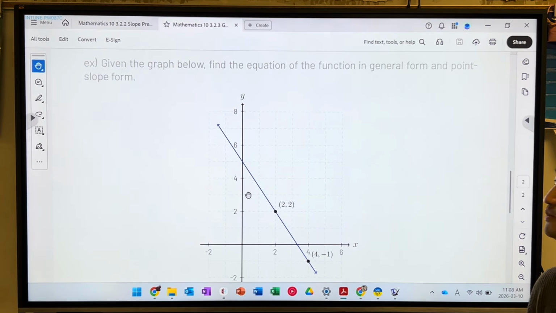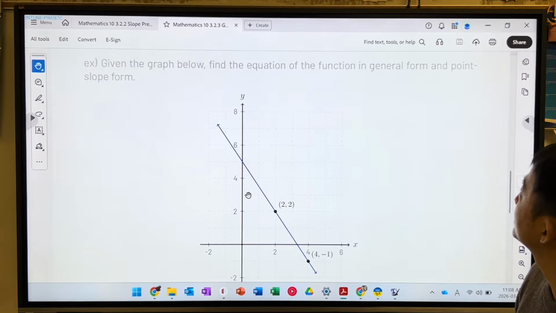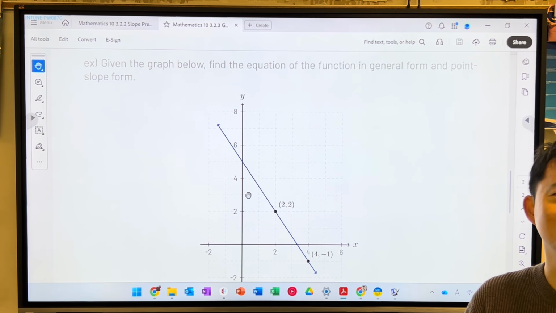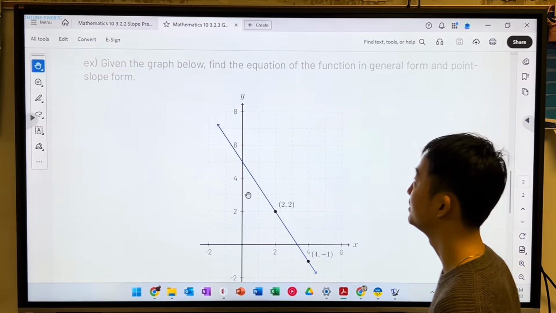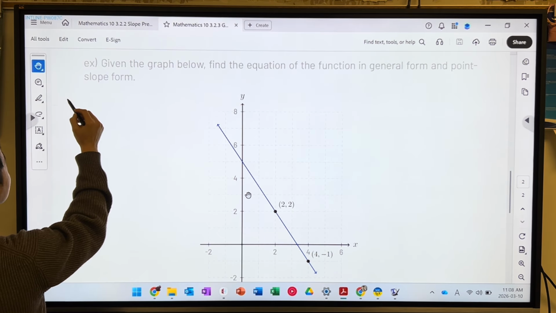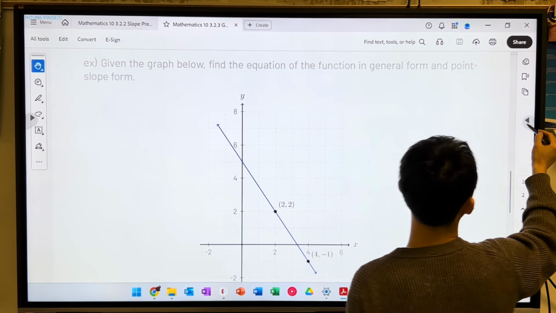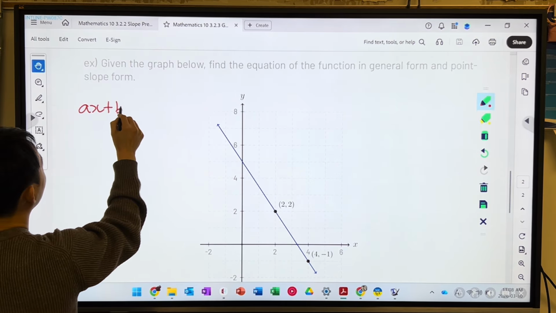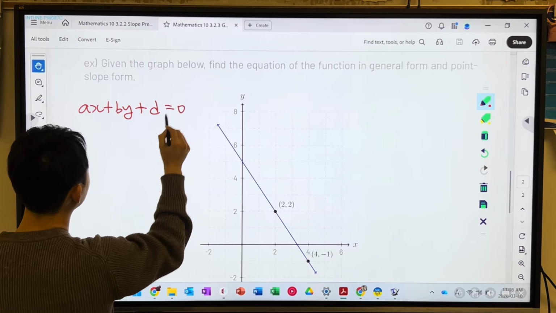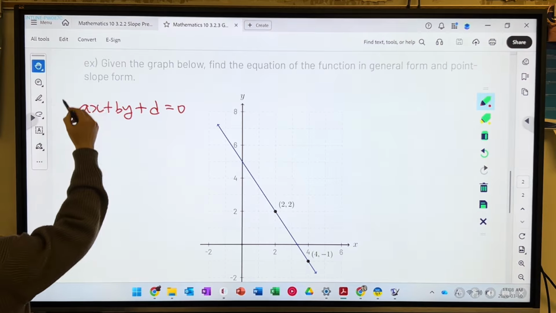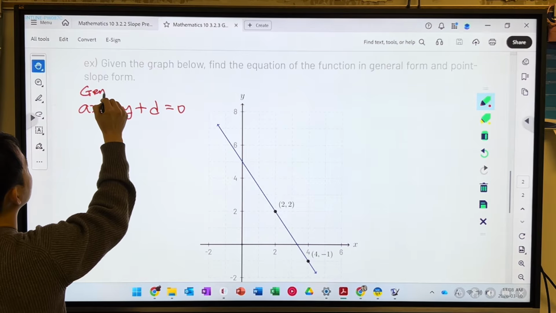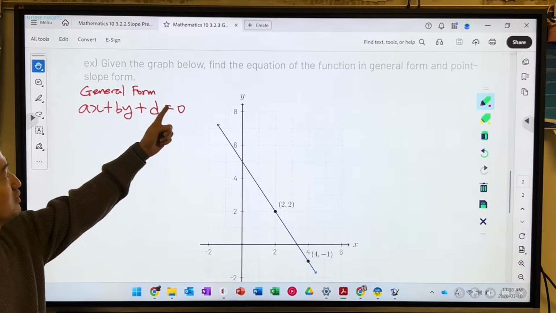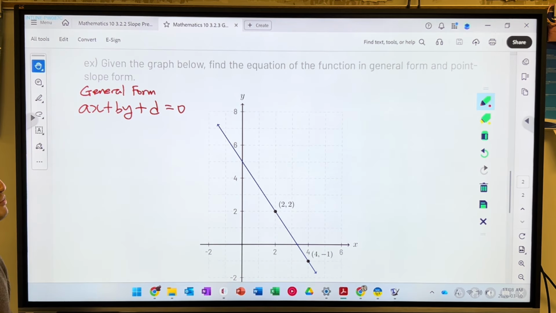Let's try another example question. Given the graph below, find the equation of the function in general form and the point-slope form. So the general form and point-slope form, there are different formats of the linear equation. The general form looks like this: Ax plus By plus D equals 0. The special thing about the general form is that it's equal to 0 on the right hand side.